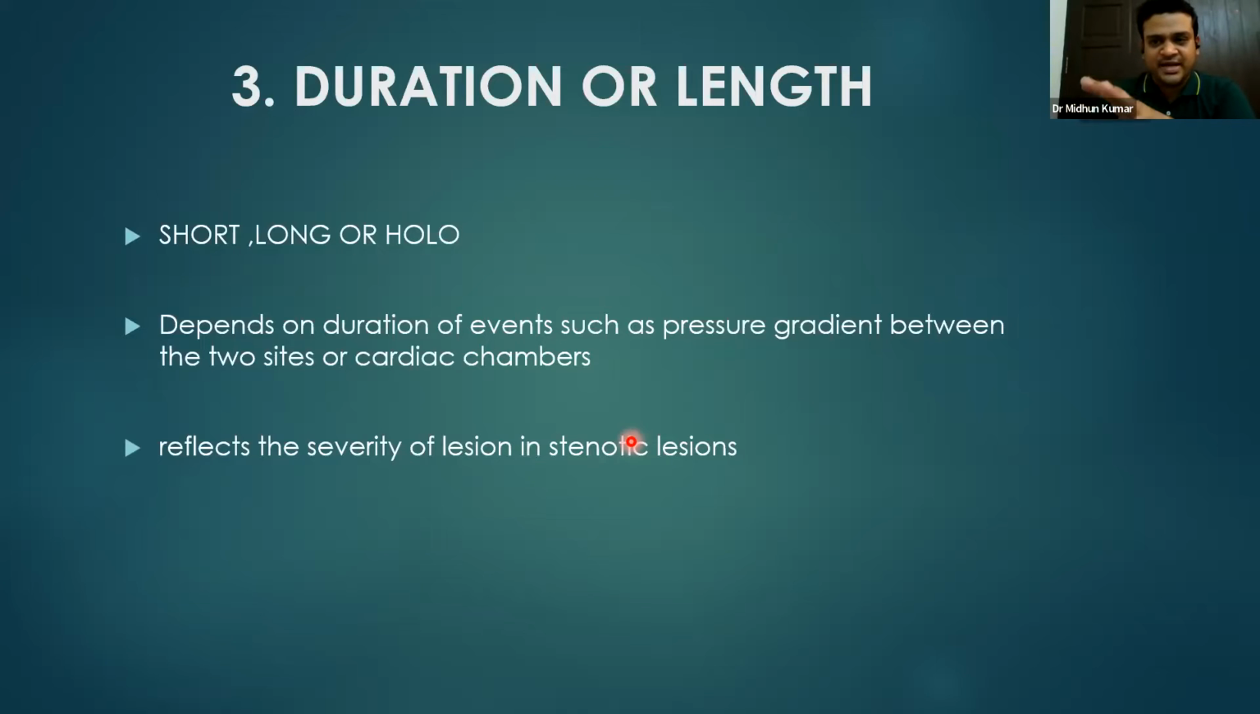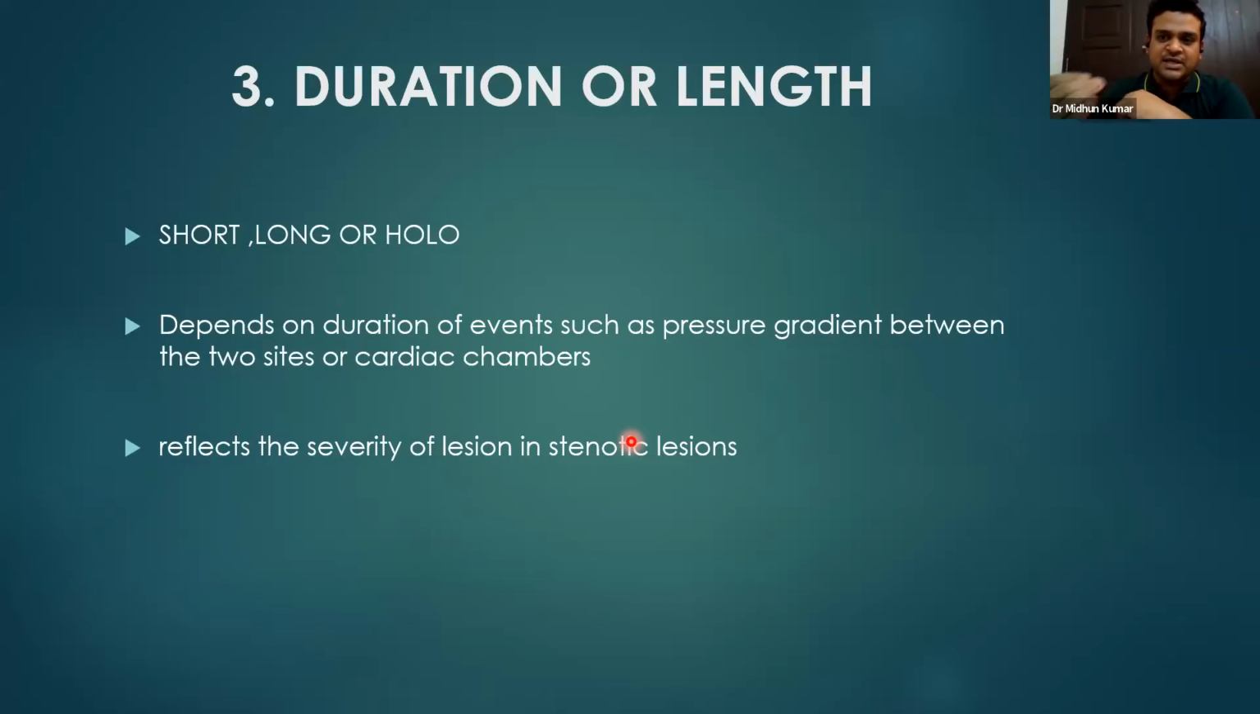The same thing in aortic regurgitation: if the duration of the murmur is long, it means that there is a persistent pressure gradient between the aorta and LV, so the amount of leakage of blood is more. So by means of the length of the murmur, you are indirectly estimating the duration of the pressure gradient, which in many cases will help to classify the severity of the lesion.